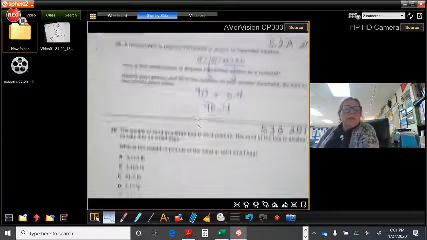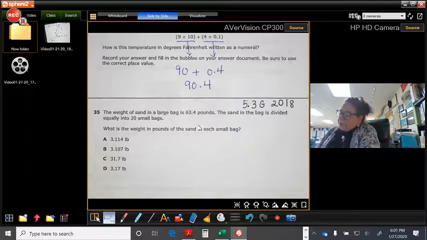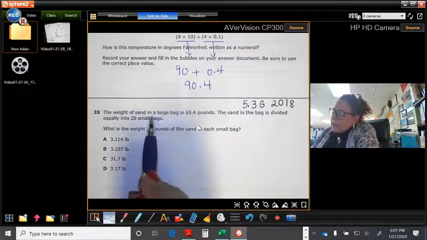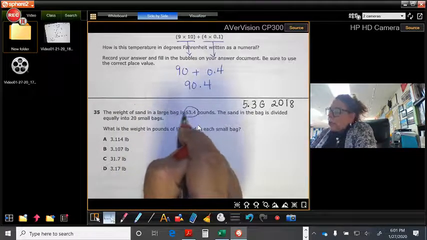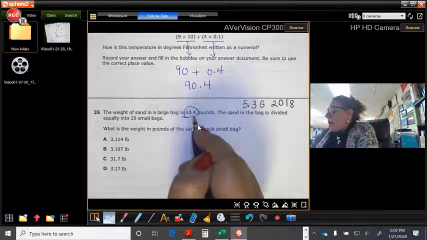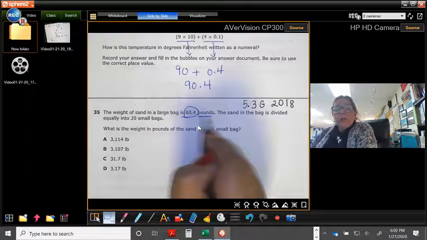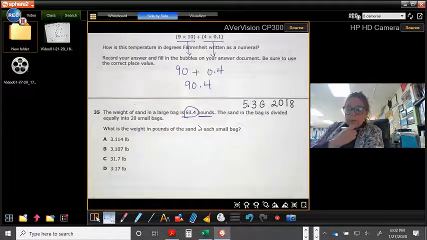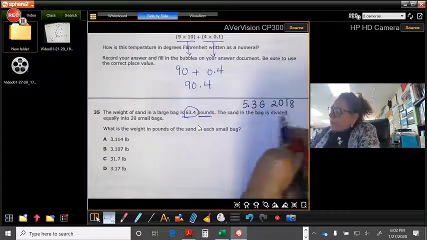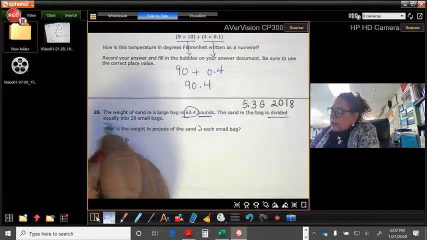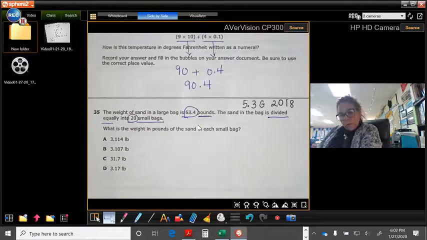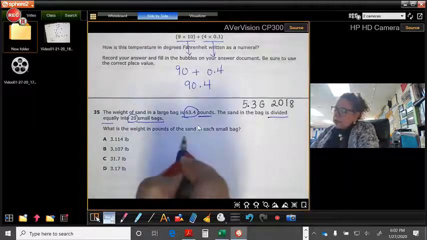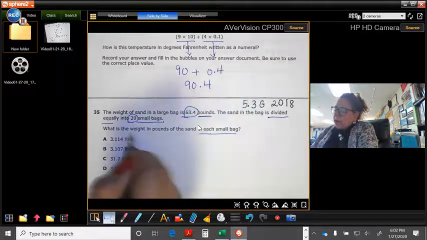All right, so let's go to the next one, number 35. The weight of sand in a large bag is 63 4/10 pounds. So I'm circling my number. The sand is in a bag that is divided equally into 20 small bags. Okay, so I have a total amount, and it's telling me that I'm going to divide. What is the weight in pounds of the sand in each small bag?